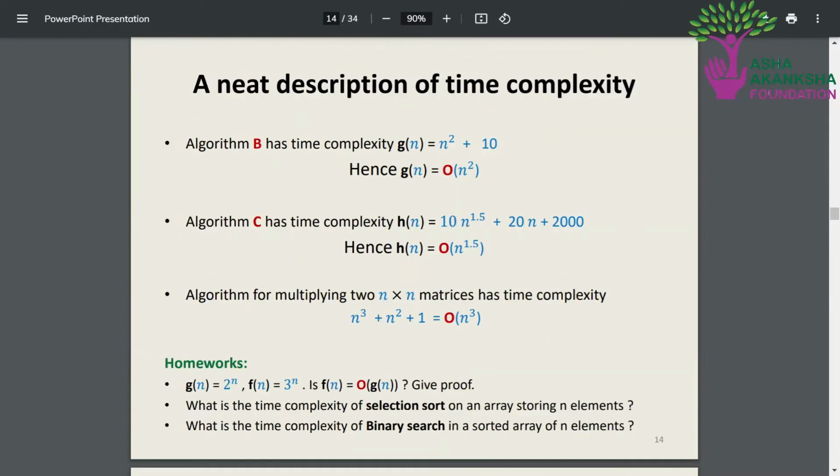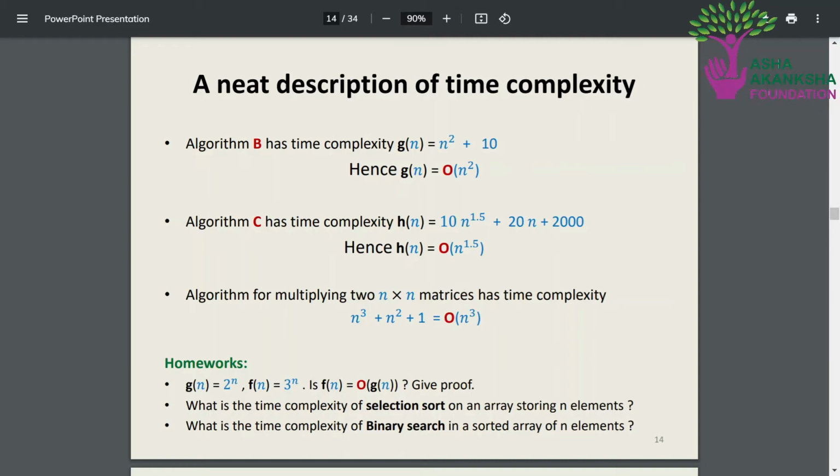Now let's look at the intuition which we have developed till now. This is algorithm P. It has time complexity n square plus 10. So we can obviously say that the order notation of this is n square. Now the other algorithm, C, has time complexity 10 into n to the power 1.5 plus 20 into n plus 2000. Since n to the power 1.5 is the highest order term, we can say that the asymptotic time complexity is order of n to the power 1.5.